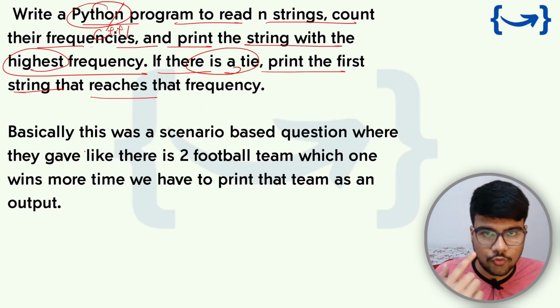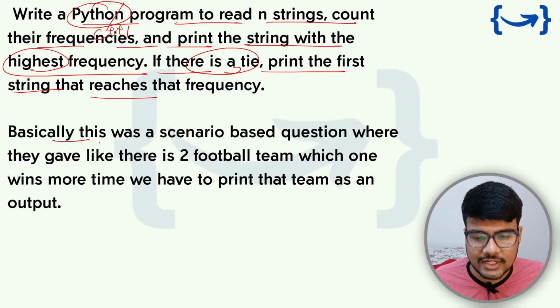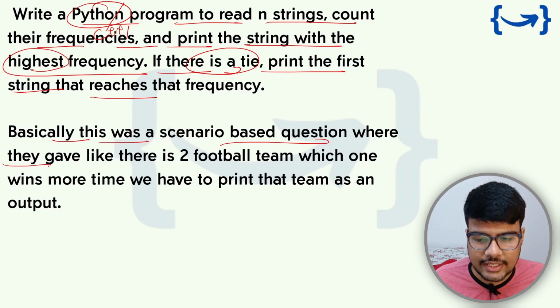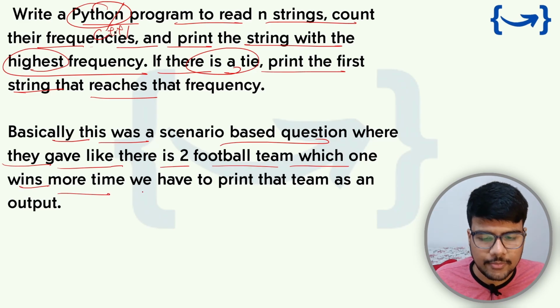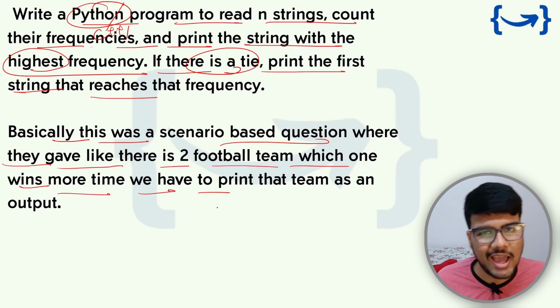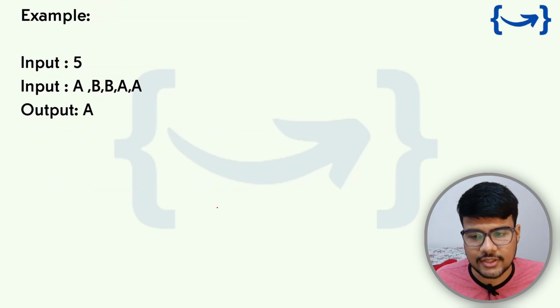Okay, and what it meant, I will let you know. Basically, this was a scenario based question where there are two football teams, and we have to print the team that wins more often as output. And as you can see, we have 5 matches: A, B, B, A.